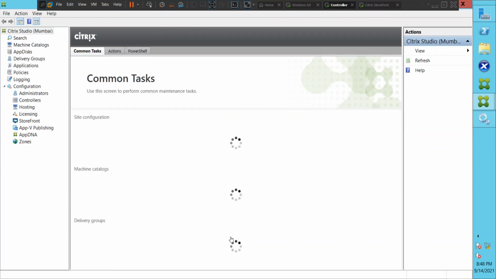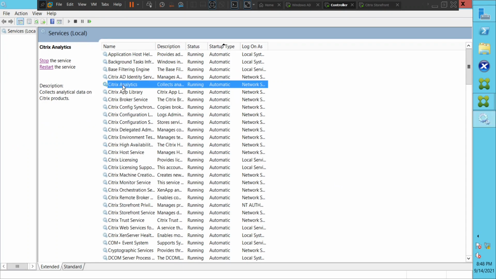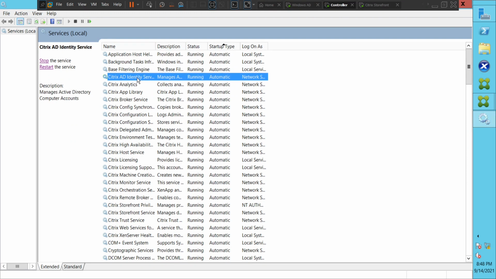All right, we could launch the Citrix Studio successfully, and we don't see that Citrix Analytics Services in stop state anymore. It is running state, and also Citrix AD Identity Services also in running state.